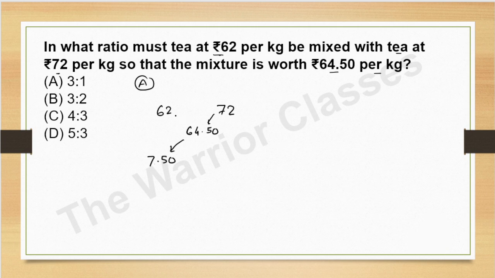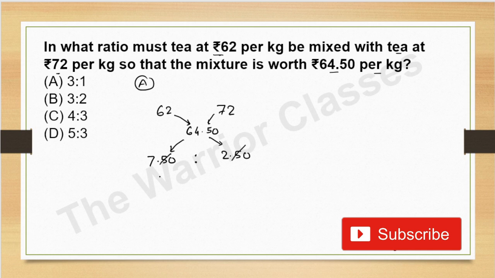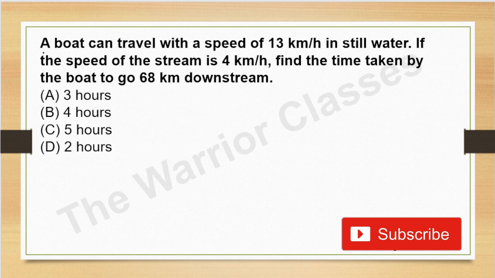Next we subtract the lesser amount from the bigger, and it will be 64.50 minus 62, which is 2.50, right? Now the required ratio will be the ratio of these prices. So 2.5 times 3 is 7.50, so it will be 3, and here it will be 1. So our answer will be 3:1. Option number A is correct. 3:1 is the correct answer. Now the next question.